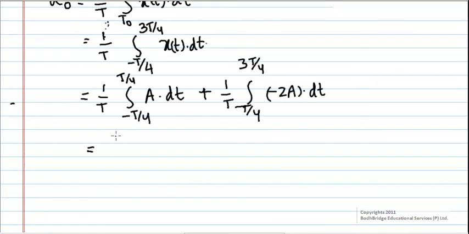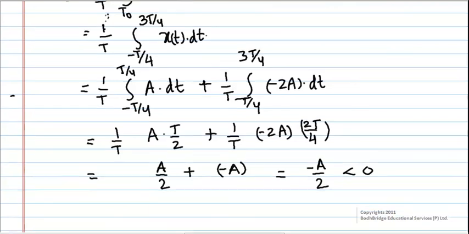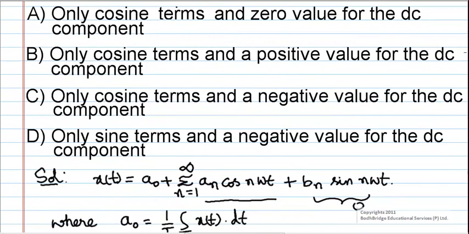Substituting the values of x of t and evaluating the given integral, we get this T by 2, because the integral of a constant function is nothing but the same variable, and substituting the limits we get this T by 2. Similarly here we get 2T by 4, and this sums to minus A by 2, which is a negative value. So the trigonometric Fourier series expansion of the given function contains only cosine terms and a negative value for the DC component. So the final answer is C.